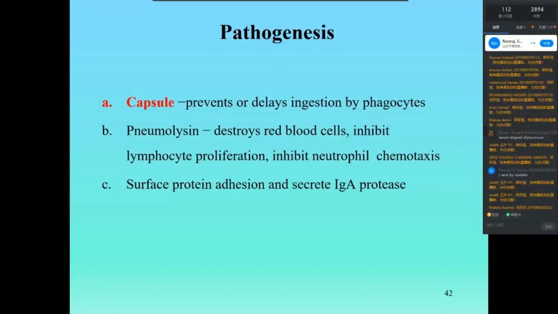And I guess today, we covered two different groups of gram-positive pathogens, Staphylococcus and Streptococcus. And in each group, we introduced a couple of important pathogen species.